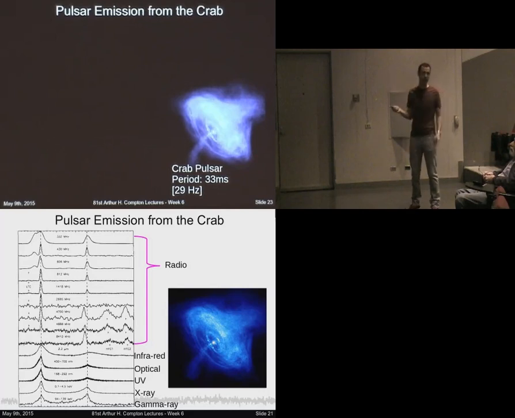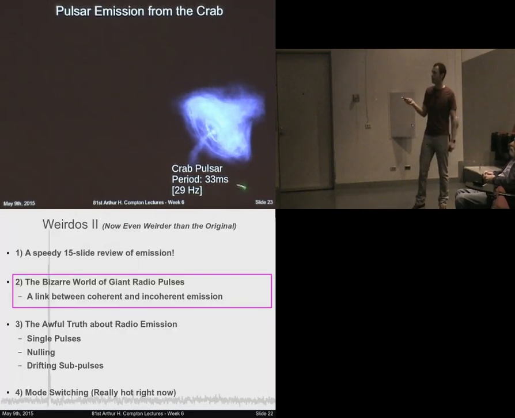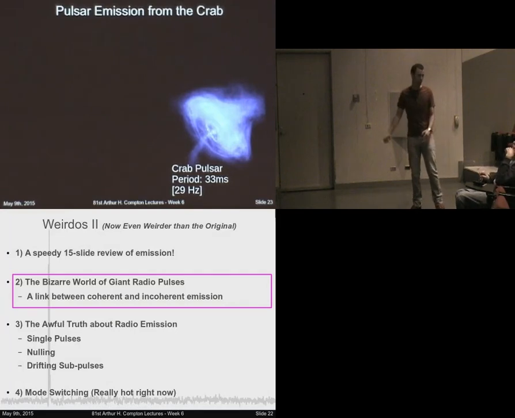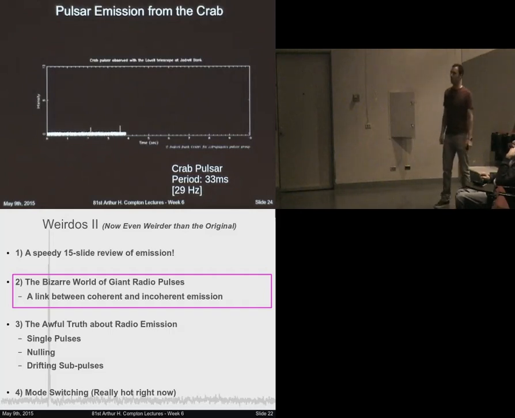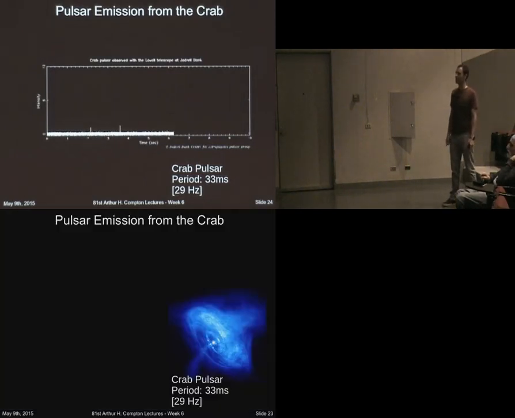And so what we're going to see now is the crab pulsar. This has a period of 33 milliseconds, so 29 hertz. So you should expect to see the pulses just zipping up and down like a helicopter. As you can see, there doesn't seem to be anything, and then suddenly, like a blip. So it's a little bit underwhelming, but just hold on to the end.